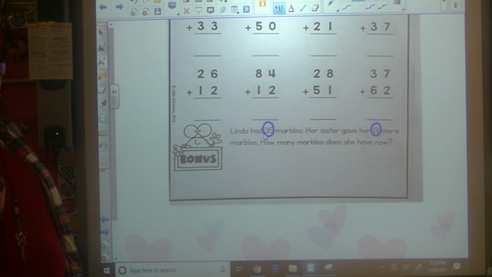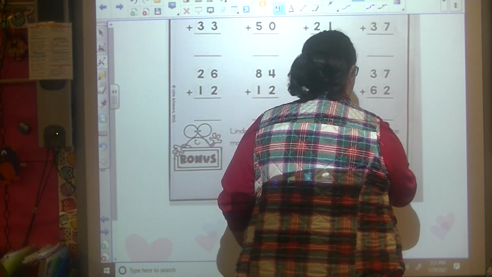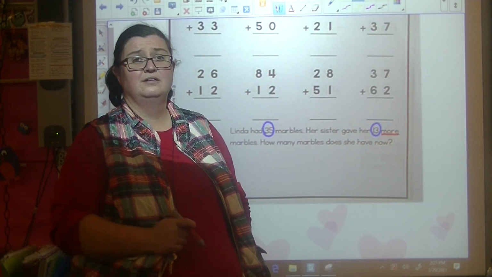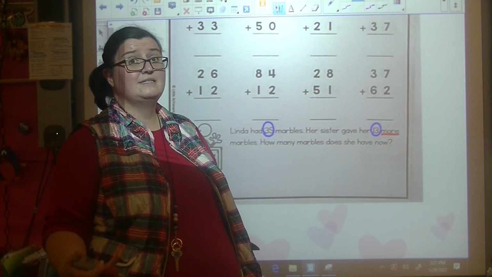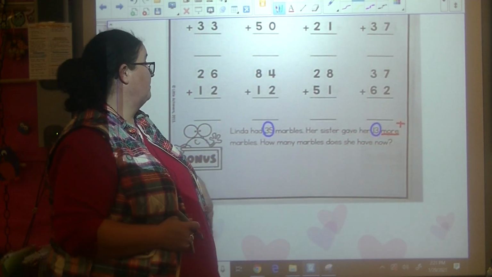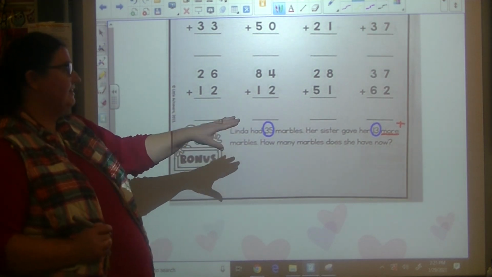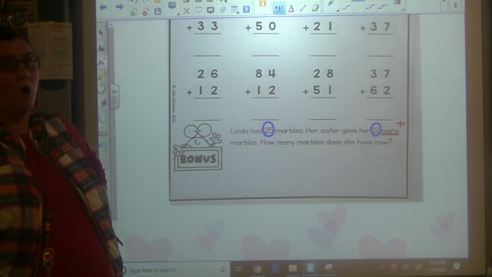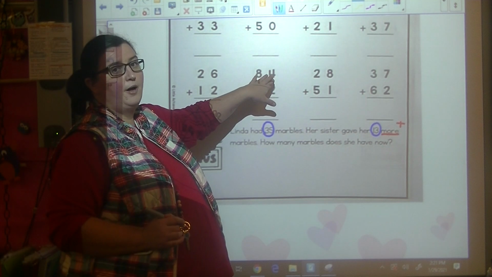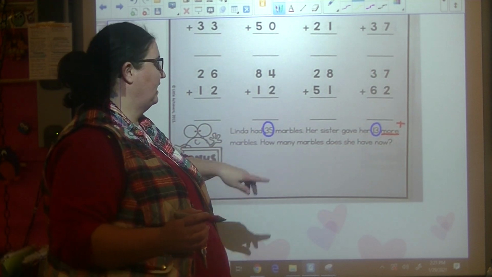Alright, Linda had 35 marbles. Her sister gave her 13 more. Alright, the word more is important. More tells us to do what? If it's just the word more by itself, it tells us to add. It says, how many marbles does she have now? So she had 35. Now she has 13 more. All right, we have to set it up just like these problems. Okay? So we have 35 and 13.